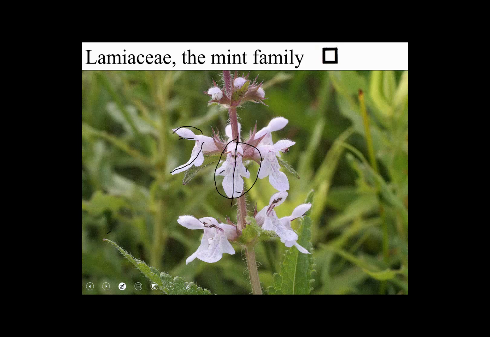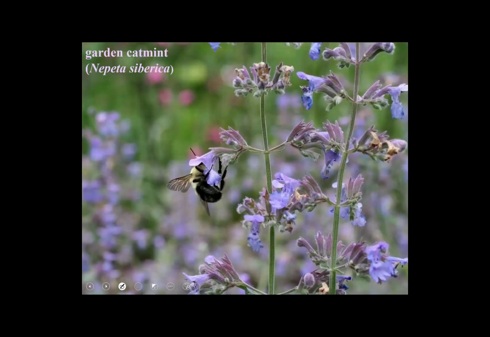But what also distinguishes the mint family is square stems and opposite leaves. Here's a picture of a garden flower that's a type of catnip, and it's very well illustrating the features of the mint family. We see the bilabiate corolla, and we see this visiting insect that's encouraged to orient herself in a way that's conducive to transferring pollen.